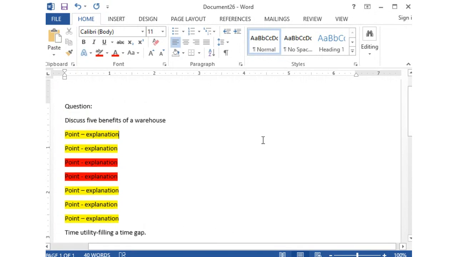The kind of revision we are doing is to practice how we will answer these questions in the exam. This is your final semester. It is your term 3. So you will not go back to doing these questions again. You will not go back to revising or doing warehousing again. You will not.